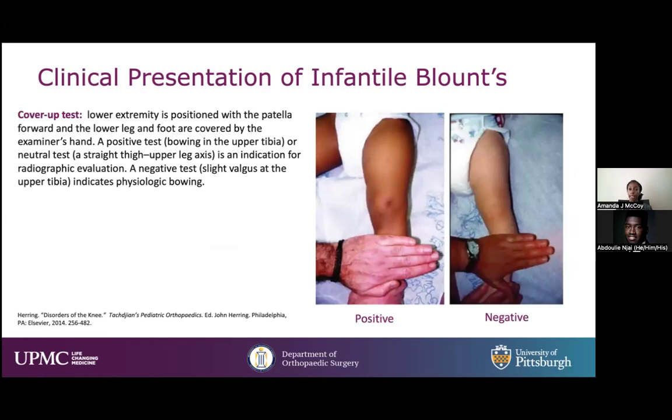So when I'm clinically evaluating infantile Blount's, I usually use the cover-up test. It's a very simple test, but I find it very useful in terms of trying to differentiate whether or not a child has physiologic genu varum versus infantile Blount's. Basically, you cover up the leg, and then you look at the proximal tibia. If the proximal tibia appears to be in valgus, then you can say it's probably not infantile Blount's. But if it continues to be in varus, then you want to think about getting an X-ray.